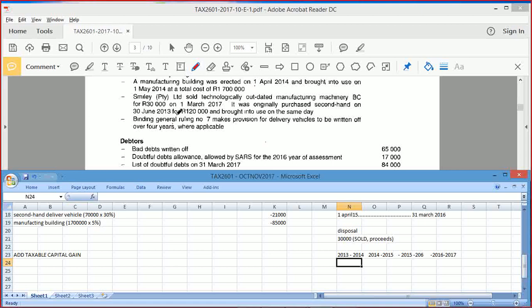Okay, so they're asking about the outdated 30,000. What are they going to do with the outdated 30,000? I would have looked at it as, isn't it a capital gains tax? Cost minus accumulated depreciation. Yes, sir. Let's go for it.